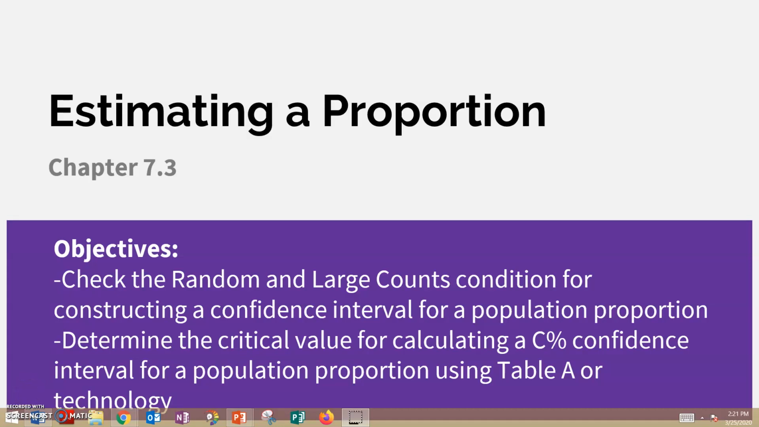Hi everyone. Today we're going to start with chapter 7.3, Estimating a Proportion. So our objectives for today are going to be to check the random and large counts condition for constructing a confidence interval for a population proportion. We're also going to determine the critical value for calculating a C% confidence interval for a population proportion using Table A or technology. All right.